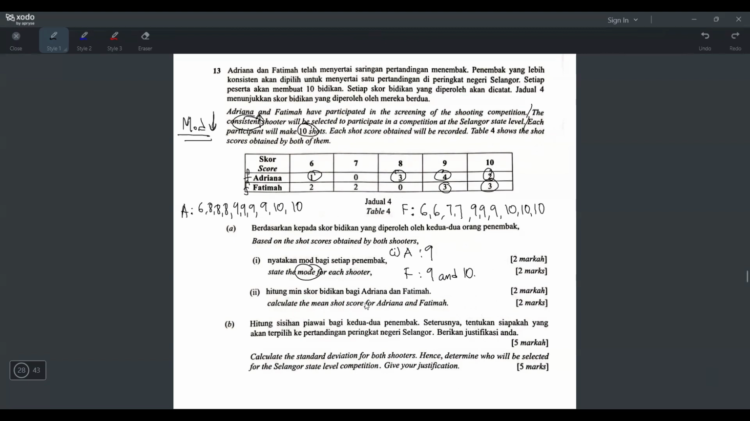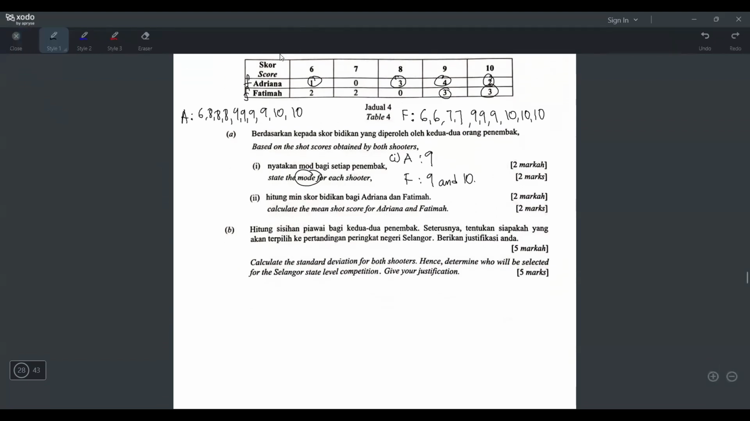Calculate the mean shot score for Adriana and Fatima. Okay, this one have to write some working. So they want to find mean, right? But for both persons separately. So let's find for Adriana here, and then later find for Fatima. Okay, for mean, what's the formula for mean? If it's an ungrouped data, you would just take everything plus together, divide n, right? But there is another formula for mean, which is you take the fx divide with total f, right?